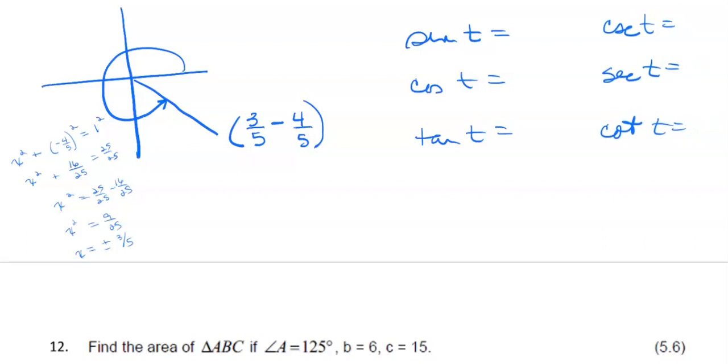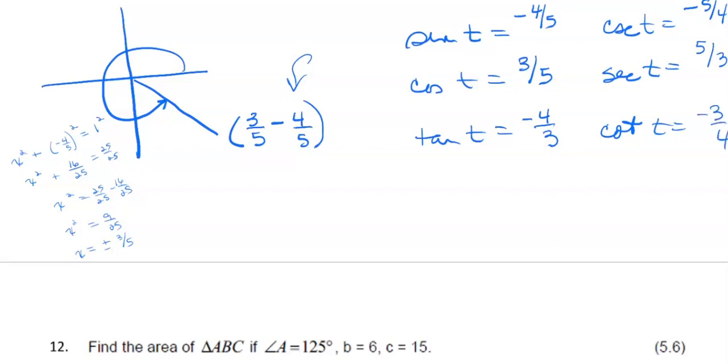Sine is the second coordinate, right? It's the second one. So sine is going to be -4/5. Cosine is going to be 3/5. Tan is sine over cosine, that makes it -4/3 as the 5's drop away. Cosecant is the flip of sine, so that's going to be -5/4. Secant is the flip of cosine, that's going to be +5/3. And cotan is the flip of tan, so that's -3/4.